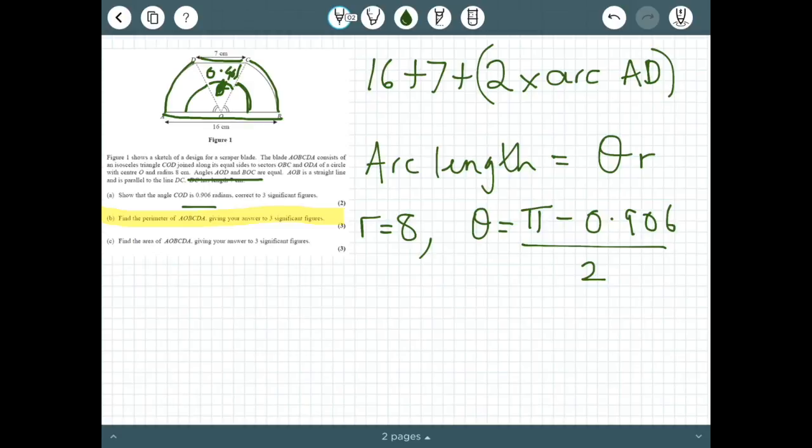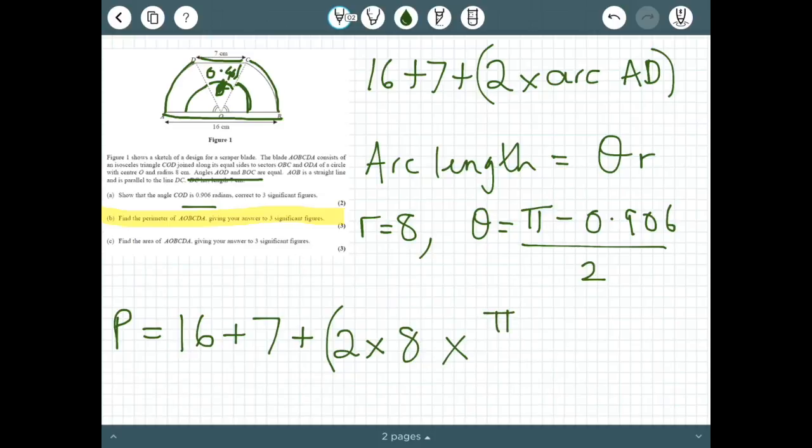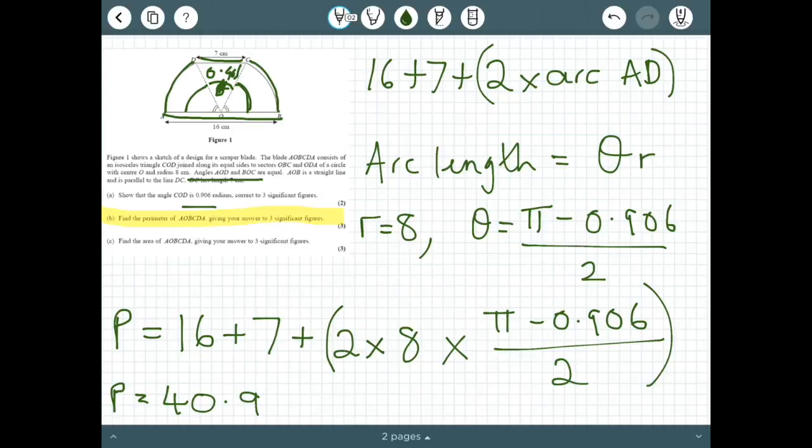Which therefore means the perimeter, which I'm going to call P, is going to be 16 plus 7 plus, in brackets, 2 times the radius, which is 8, times, and then typing into your calculator, pi take away 0.906 divided by 2, and that will give you your final answer of 40.9 to 3 significant figures.